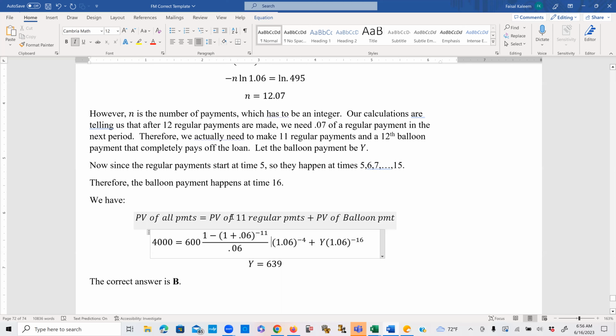And since the balloon payment was happening at time 16, the present value of the balloon payment would be, remember, the balloon payment was y, so that's its value at time 16. So when you bring it back to 0 from 16, you have to multiply with 1.06 to the negative 16. So that's the present value of the balloon payment. And now from this equation, you can subtract all this term from the 4,000 and then divide by 1.06 to the negative 16 to get y equals 639. That's choice B.